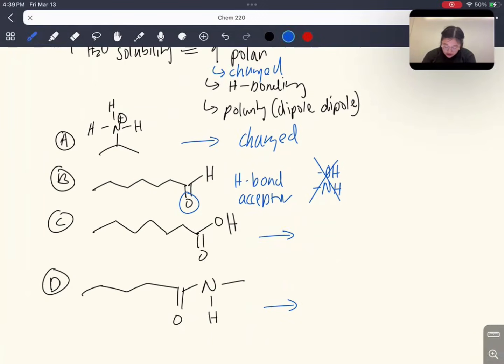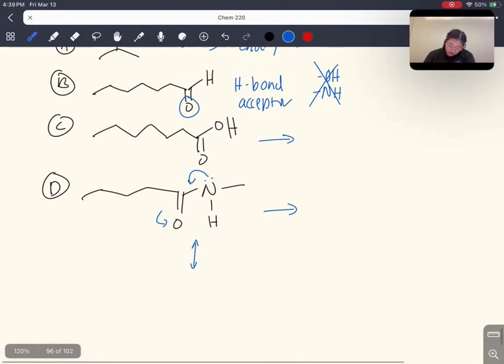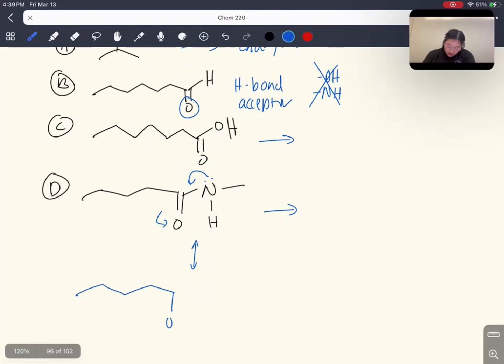Think about C and D as both H bond acceptors and H bond donors. But in this case, you also have to remember that amides have a resonance form where if you push, you can make a double bond between the C and the N. So you have your oxygen with a minus charge, and then you would have the positive charge on the nitrogen.